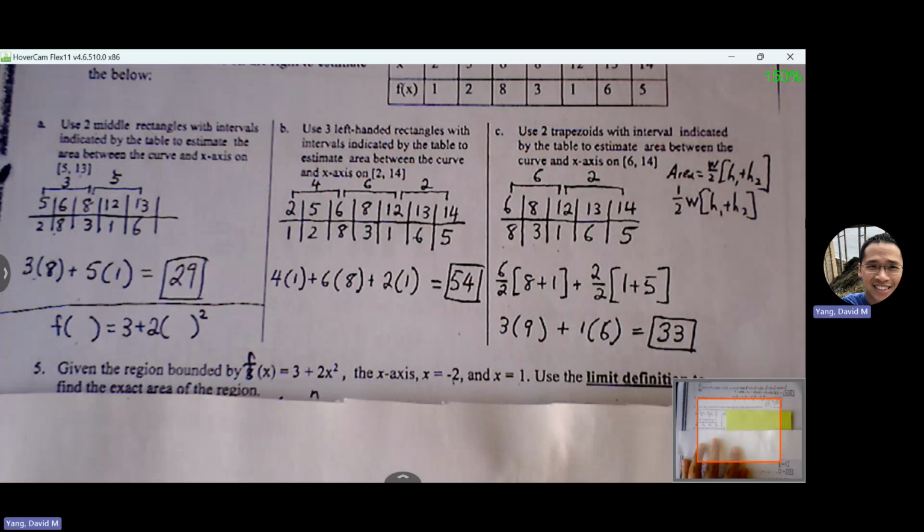Let's see if we can spend 5 minutes getting started with number 5. Back to limit definition.